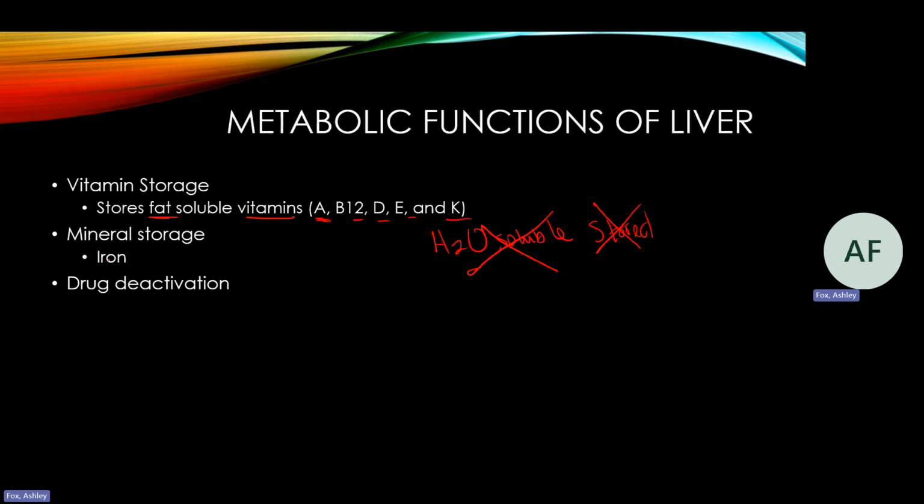You also have mineral storage, the major one being iron. Now remember, iron is the major component of carrying oxygen. Oxygen attaches to the iron molecule in the middle of the heme group, the heme pigment in hemoglobin in red blood cells. So you're going to store iron in the liver for when you need it to make red blood cells. You never get rid of iron because you're always going to be making new red blood cells. Any drugs, and this isn't just illicit drugs, this can be medications, can be deactivated or metabolized in the liver and broken down into parts and then taken care of. I'm not going to go into major detail, but we break down drugs in the liver or the kidneys.